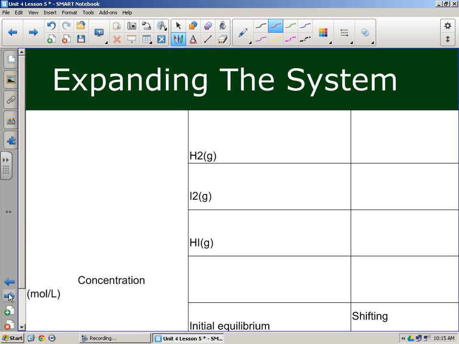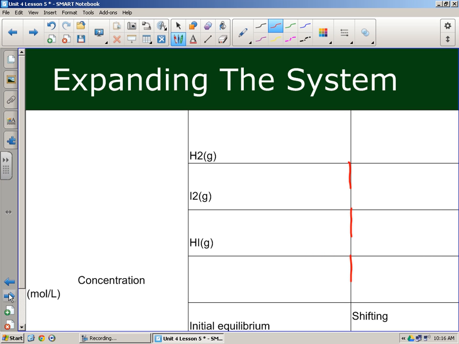However, what does that look like when we go to graph that? When I go to graph this, what's going to happen to the H2, I2, and HI concentrations? I'm expanding the system. So what happens if I increase the volume? If I expand the system, what happens to the concentration of these three? It goes down. So that's where we're going to start here. This one's going to go down, this one's going to go down, and this one's going to go down.